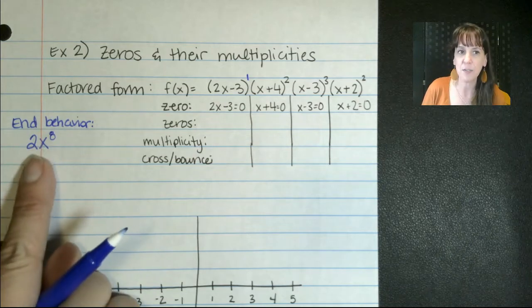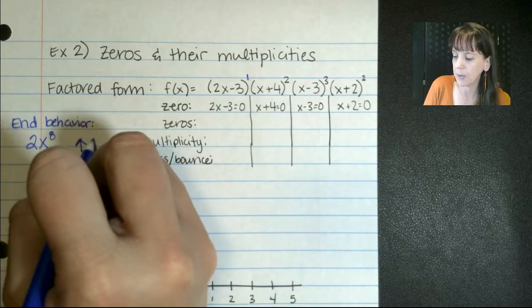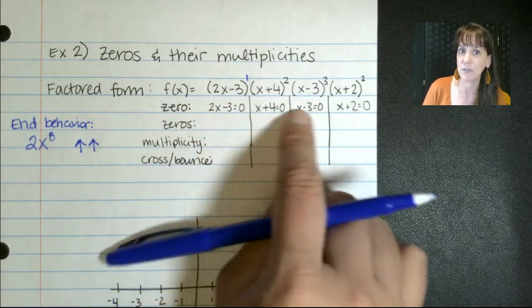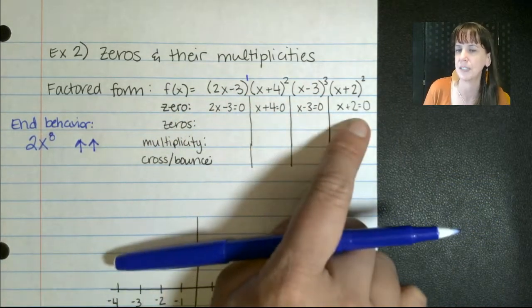Now, it's positive, so it's going to be up, up, and it's even, so we're not flipping. So our end behavior is going to be up, up, just like that. Now let's find our zeros. And in order to do that, you set each of these equal to 0. You factor it, and then you use your zero product property to set each of these equal to 0.